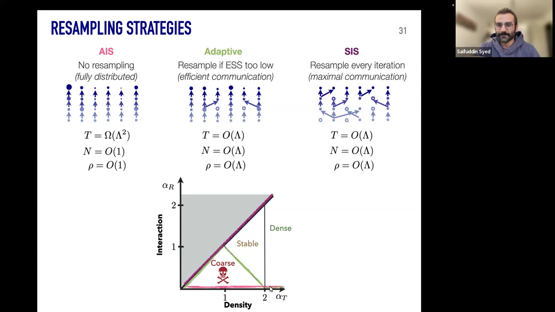So this explains why adaptive resampling works really well out of the box, and it scales the number of resampling events proportional to the difficulty of the problem naturally, as well as the density of the schedule.